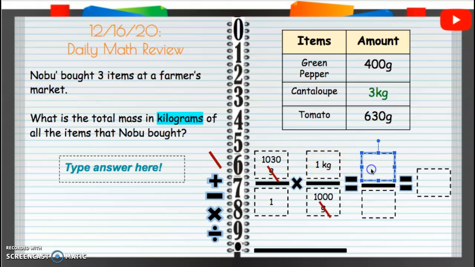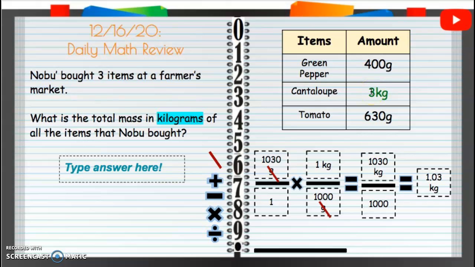1,030 times 1 is 1,030. We're going to keep those kilograms. 1 times 1,000 is 1,000. Now we're going to divide here. So when you divide 1,030 by 1,000, you get 1.03, or 1 3/10 kilograms. Remember, we're keeping those kilograms. So that's how much the green pepper and tomato together are, the 1.03 kilograms.